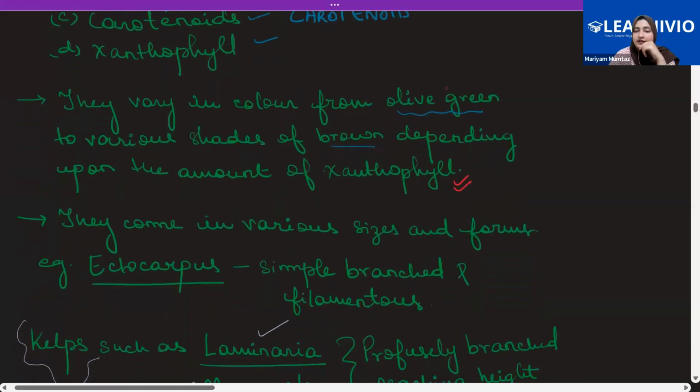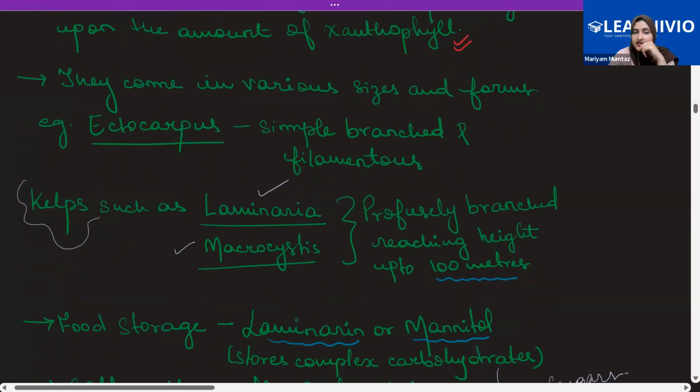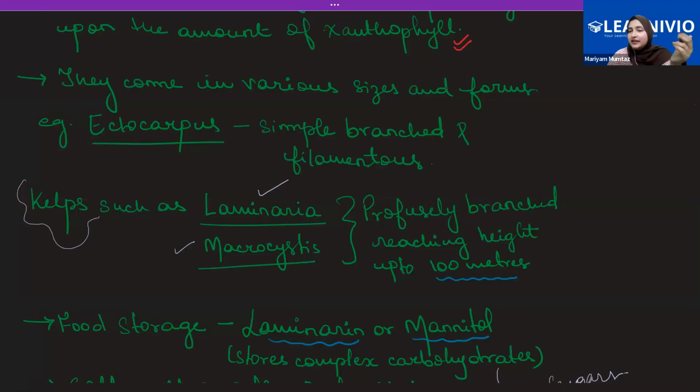Now, they also come in various sizes and forms. For example, Ectocarpus is an example of a brown algae, which is simple, branched, and filamentous. Its body is filament-like. Then there are kelps. Kelps are massive algae, like big algae. Examples are Laminaria and Macrocystis. They are branched and reach up to 100 meters of height. Imagine how big they are.